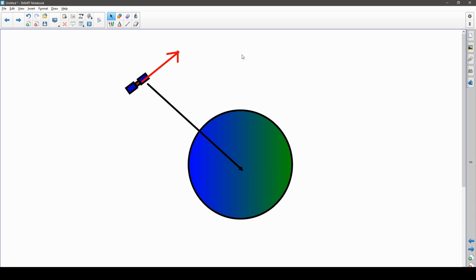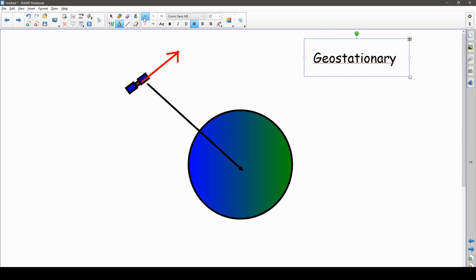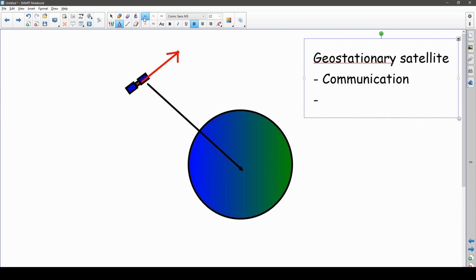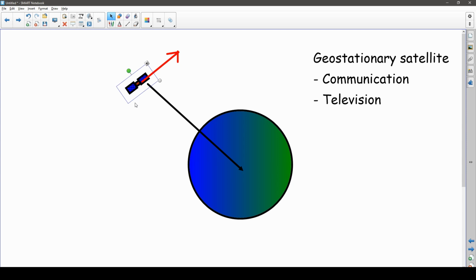Now, if the time it takes to go round the Earth is 24 hours, it looks like it's sitting right above the same place. And that makes a geostationary satellite. Geostationary satellites are really cool because they can be used for communication. And by communication, I mean sky television and internet or satellite phones, things like that. So television as well. Because when you look at your satellite dish or the satellite dish somewhere nearby, you'll notice that they all point the same way. They're all pointing to the same spot in the sky, and that's the spot where this satellite is sitting.